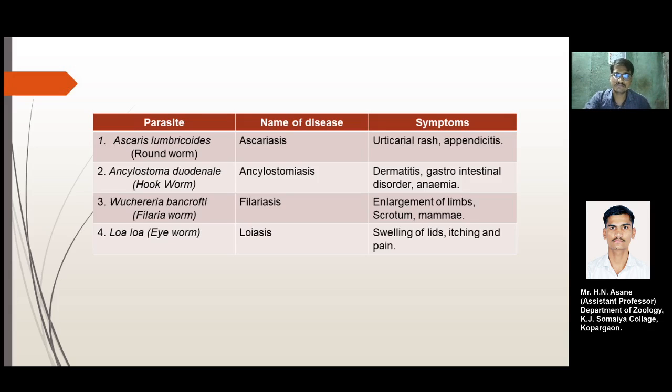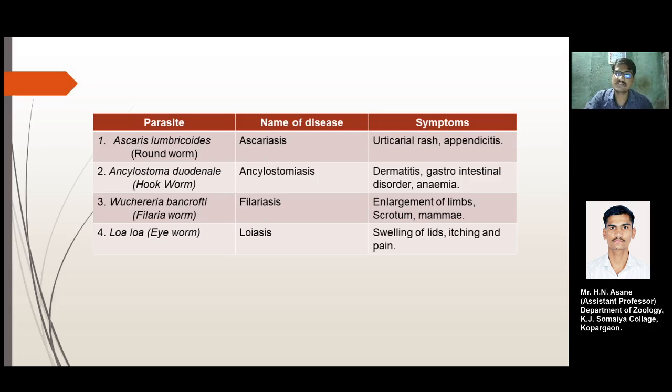Anemia is a disorder in which the body gets weaker and weaker. Okay, the third parasite is Wuchereria bancrofti, also known as the filaria worm, causing the disease known as filariasis. Filariasis shows some symptoms like the enlargement of the limbs.